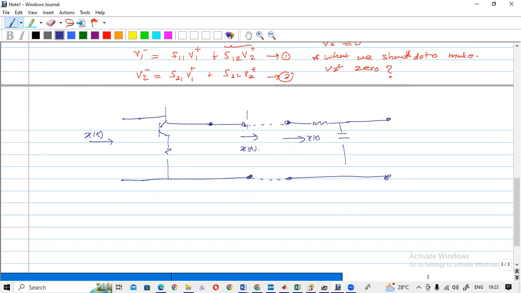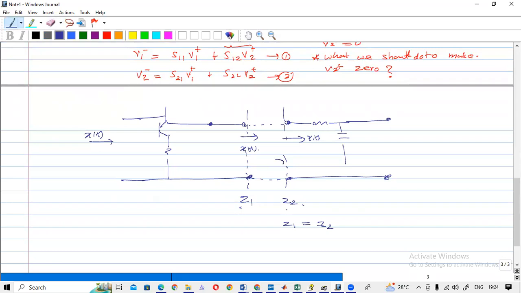But the impedance at this point, let's say it is Z1, and the impedance at this point, let's say it is Z2. If this Z1 and Z2 are not matched, okay? If these are real impedances, they should be equal.